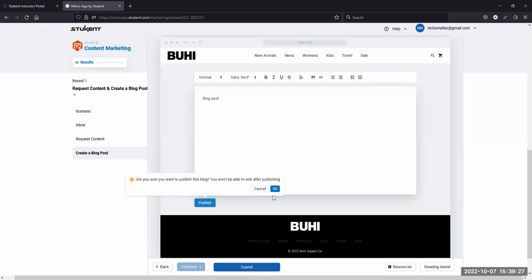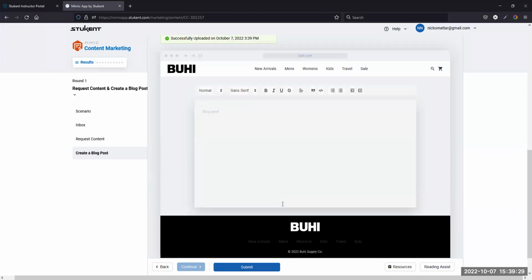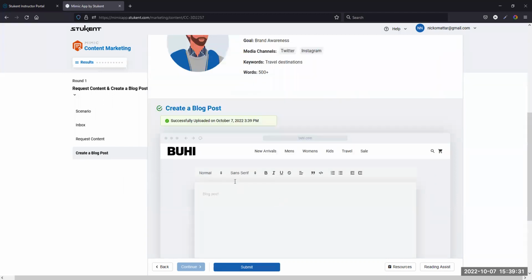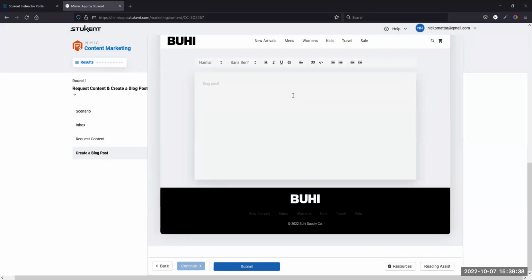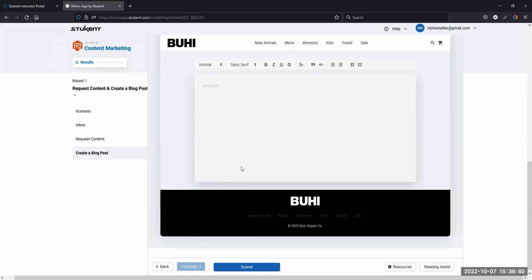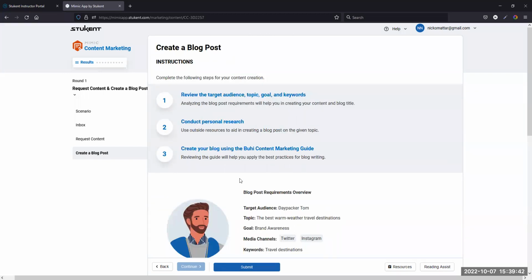You're going to have to make sure to publish it. Make sure that you say, okay, then you have it. Then you'll go to submit. That is it. Then you are done with the first round. And that is an overview of each round and how they work.